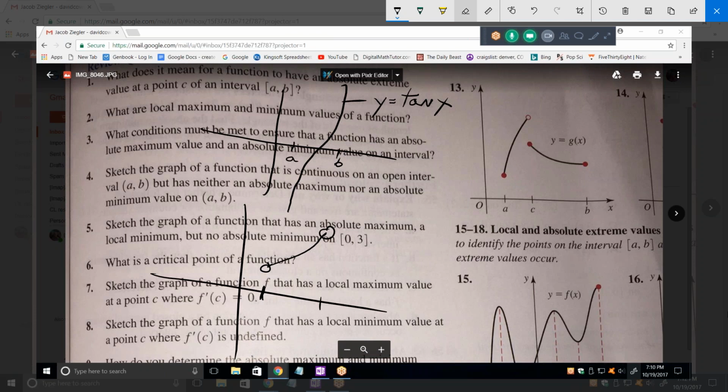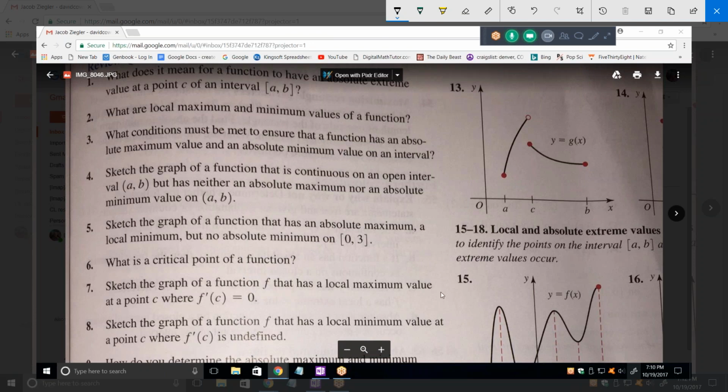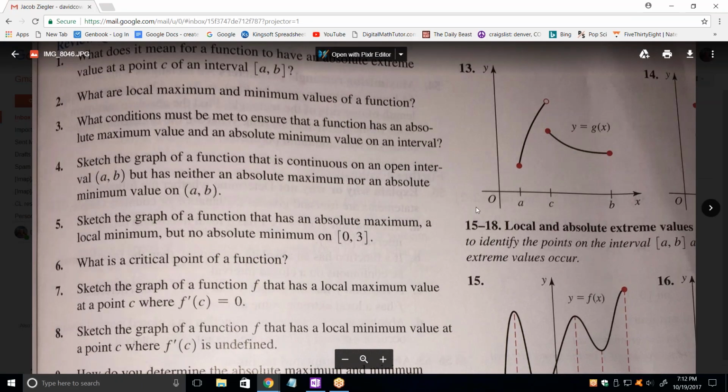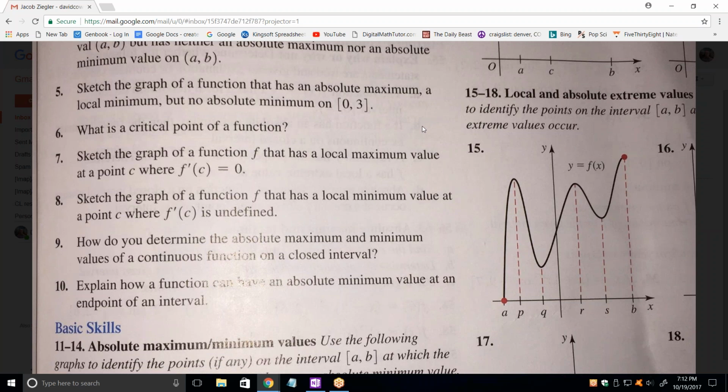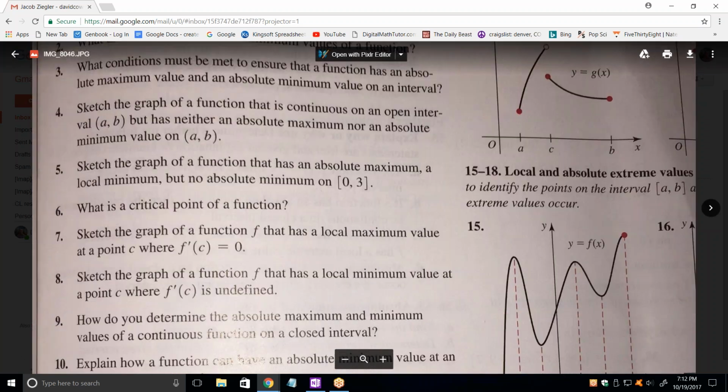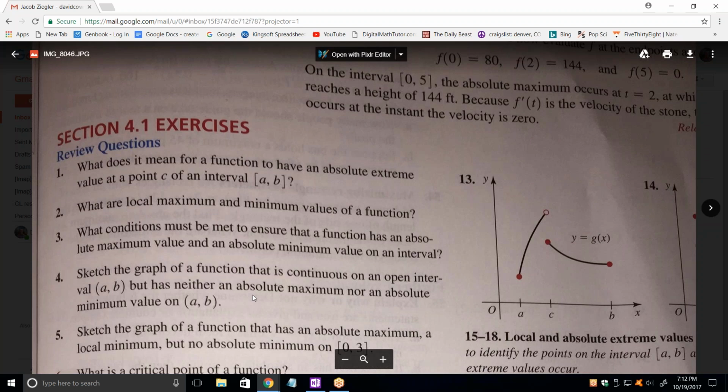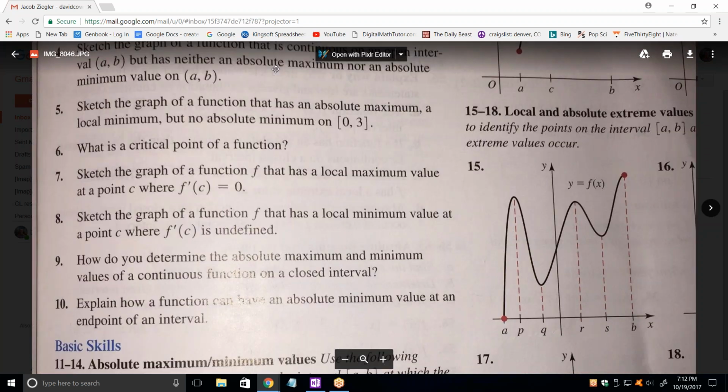Okay. So what next? 5? These are all pretty much similar. I think you can figure out 5. Yes or no? Let's see what your graph says. That has an absolute maximum. Sorry, didn't mean to do that.